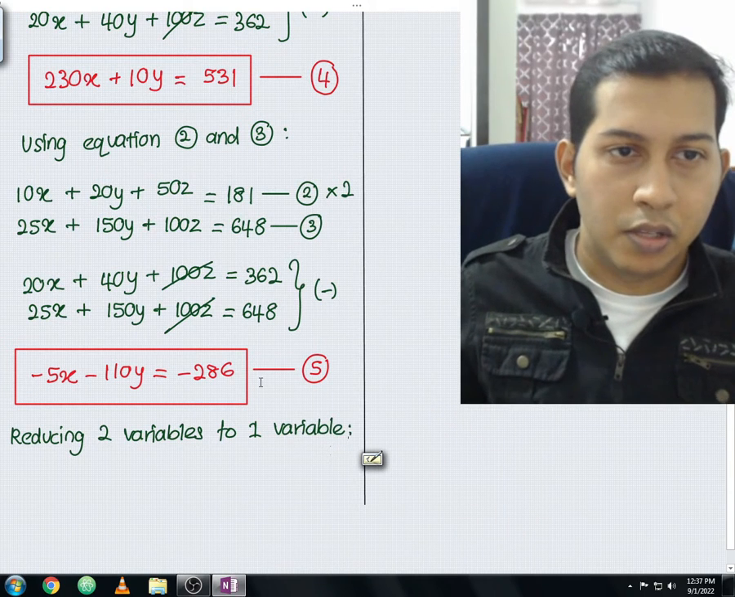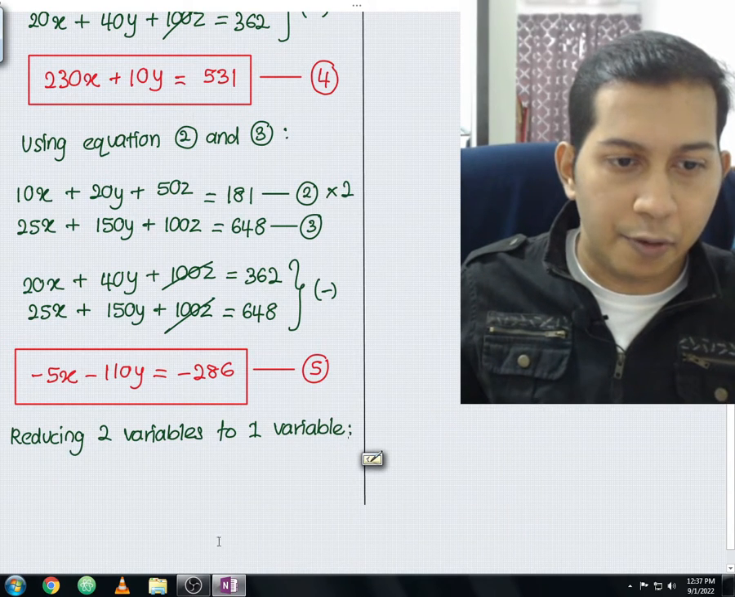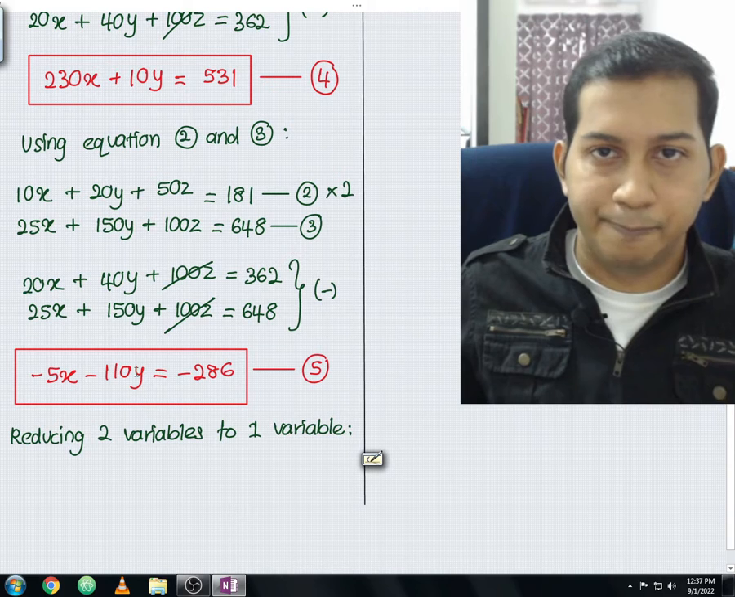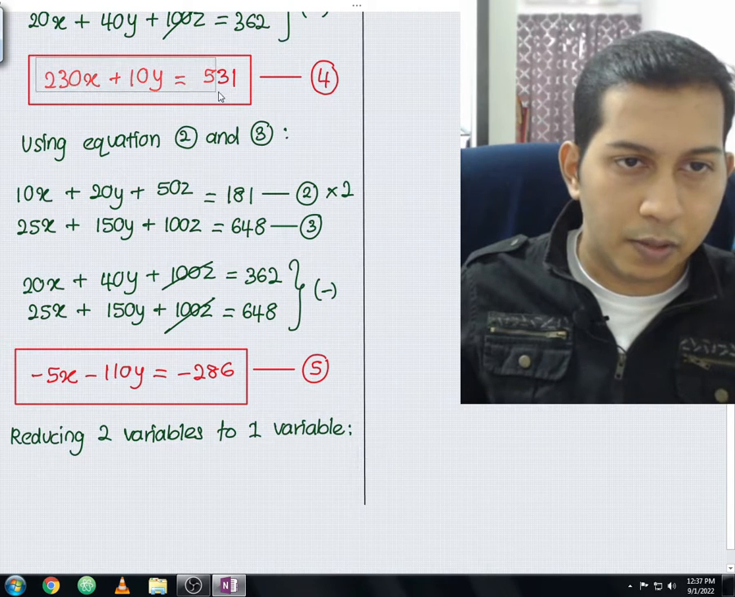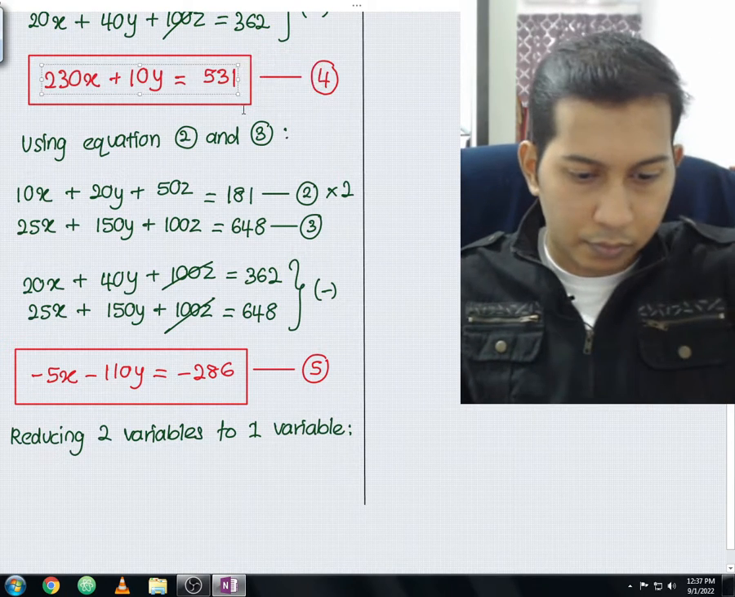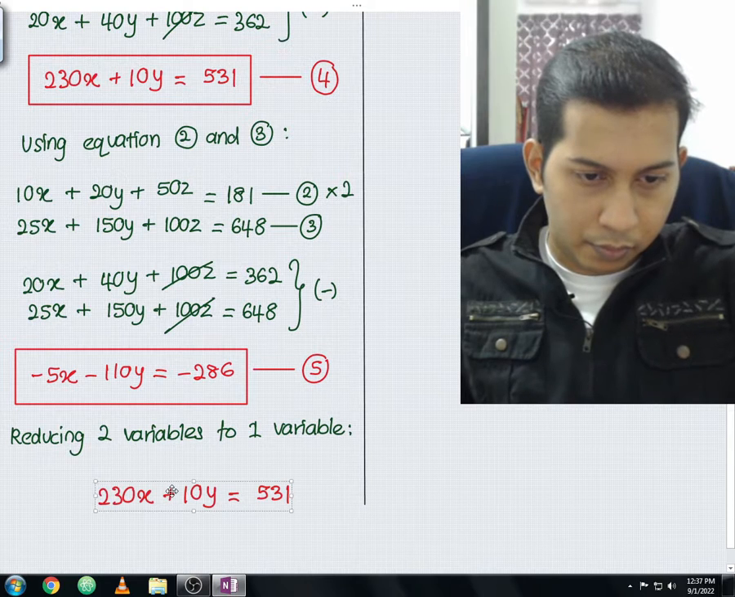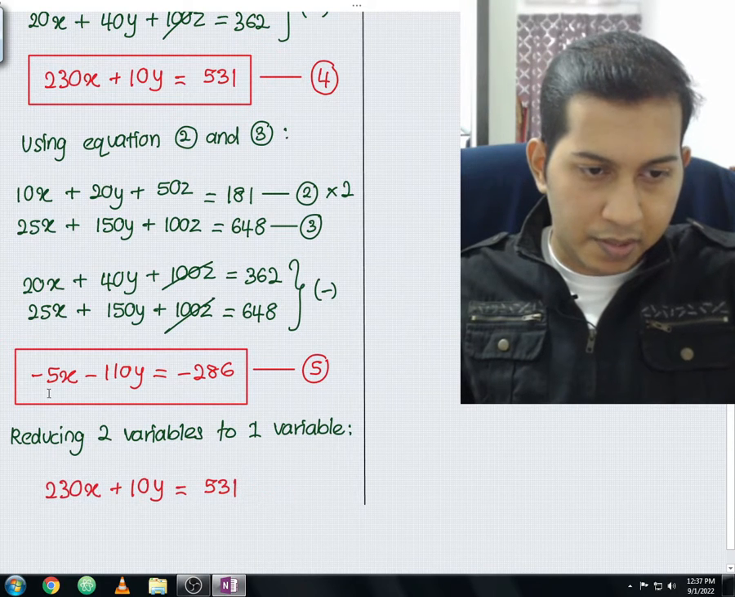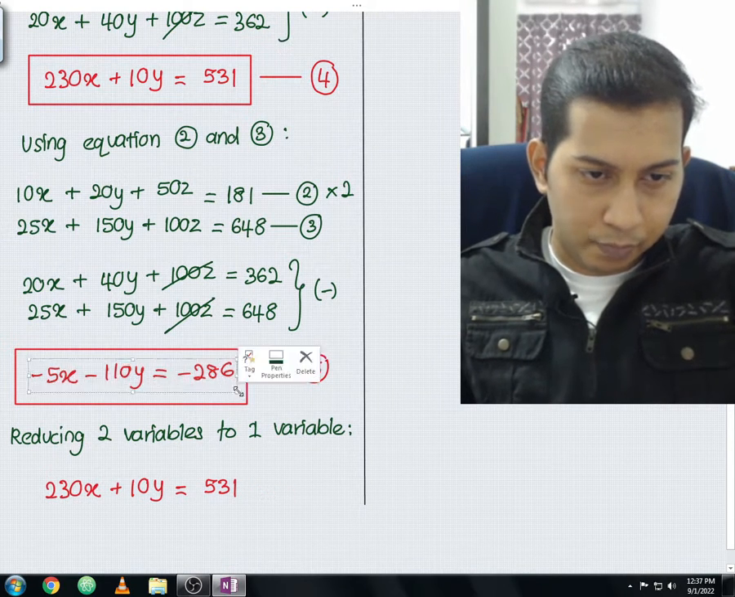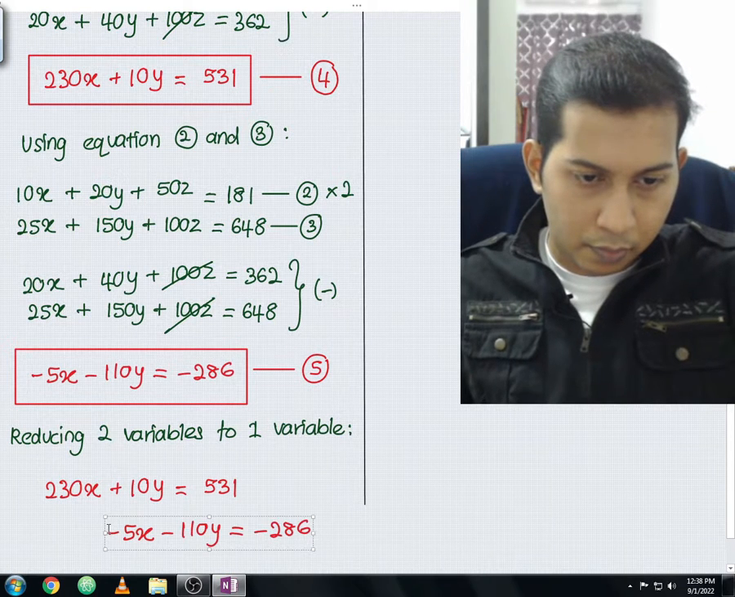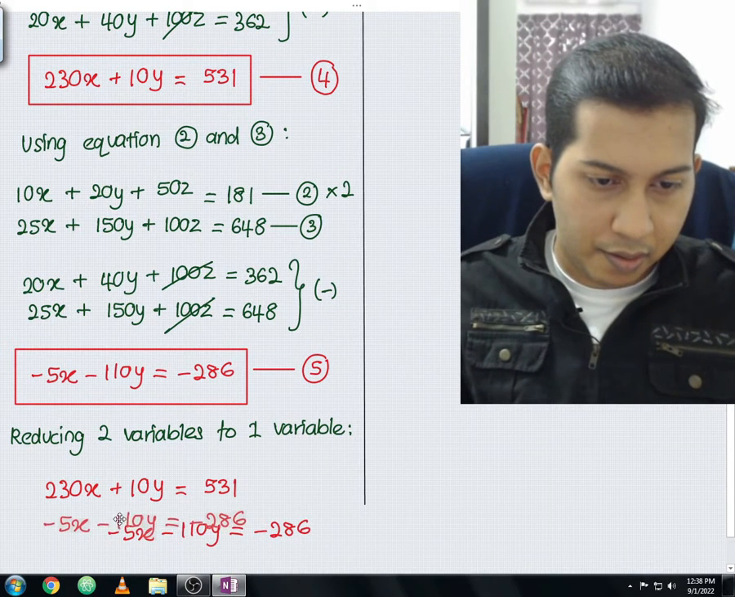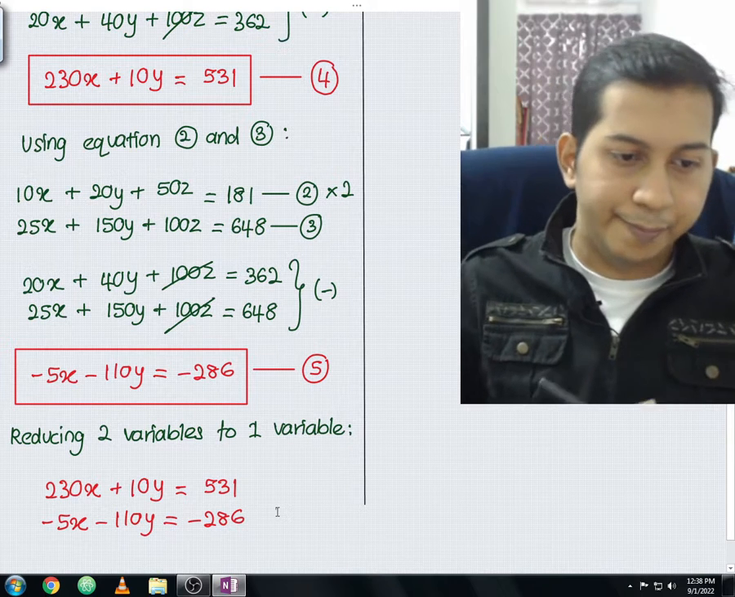Okay, so from here what I'm going to do is copy and paste equation 4 and equation 5 here. So this is your equation 4. So this is your equation number 5.